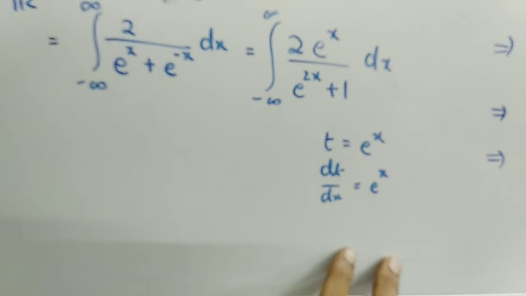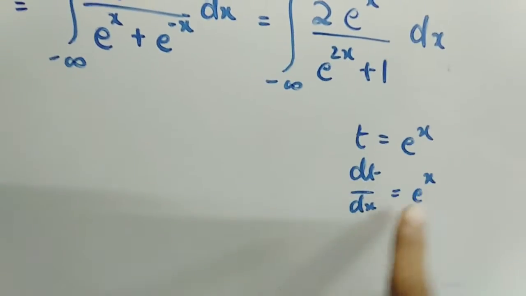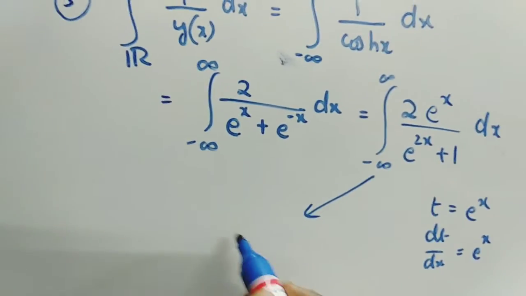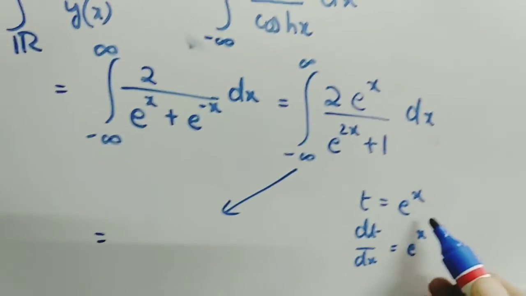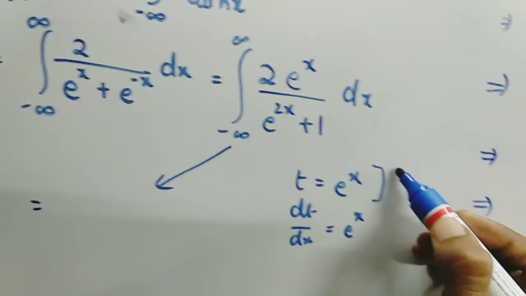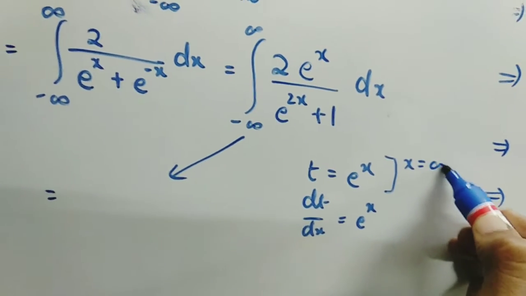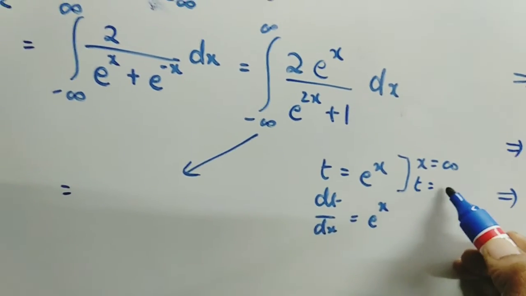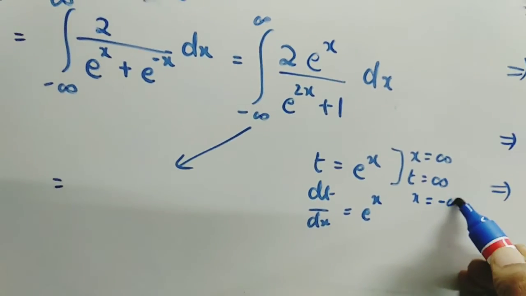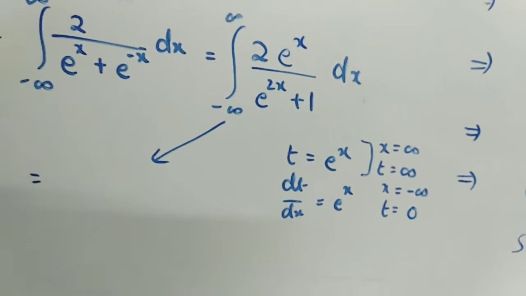So first of all, what are the limits of integration we can write? Here, when x is infinity, t is equal to e to the power infinity, which is again infinity. So when x is infinity, then t is infinity. But when x is minus infinity, what is t? E to the power minus infinity, which is 1 by e to the power infinity, which is 0. So when x goes from minus infinity to infinity, t will go from 0 to infinity.